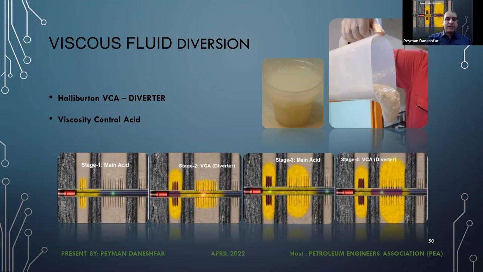You can see here the acid in stage one, stage two, stage three, stage four. In stage one the main acid goes, then in stage two the VCA or our diversion goes inside and covers the permeable zone and assists the next stage to go deeper. As you can see here, stage three and again stage four. If we want to acidize, we should divide our interval into some parts, and divide our volume of acid into some stages to do our best job. Another viscous fluid diversion that is usually used in acidizing jobs is VDA or VES.